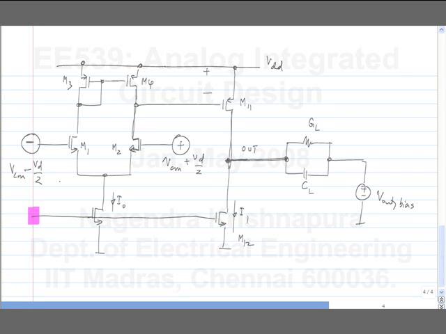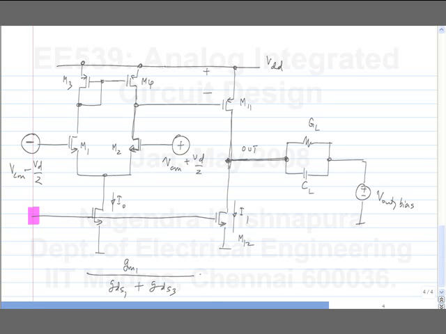Yeah, this is a cascade of two stages, right? From the input VD to this point, we have the gain of the differential pair, and from here to here, we have the gain of the common source amplifier M11. So the DC gain will be this part, which is the DC gain of the differential pair.